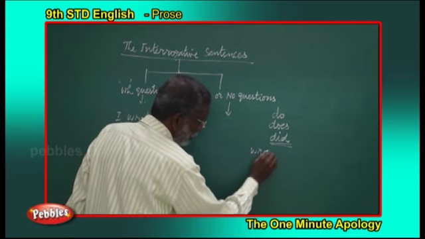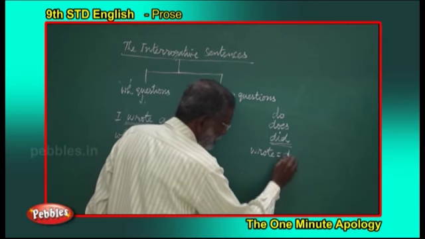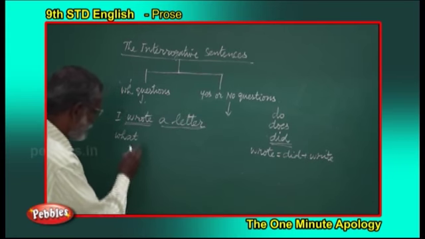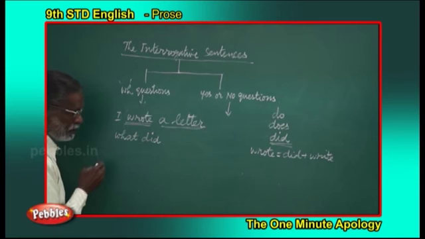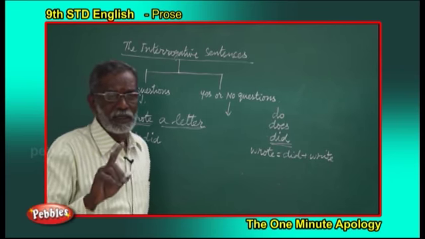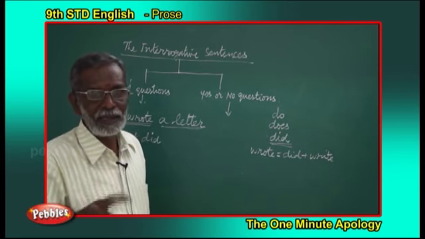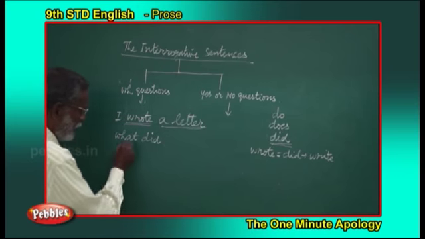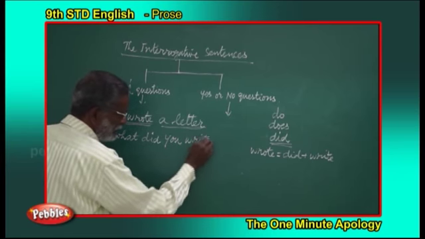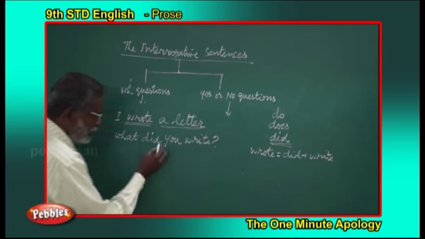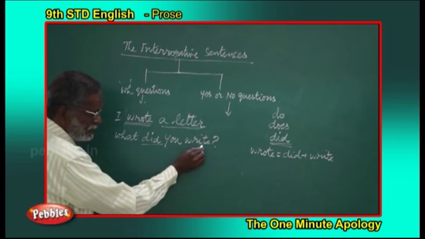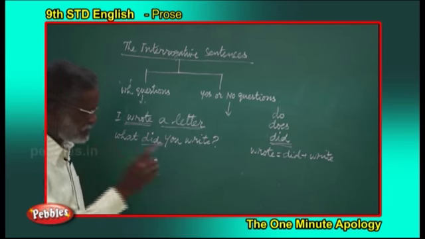So wrote is split into did plus write. So, what did? We need a subject after this. Whenever a question is asked, it is asked to the person standing in front of you. So naturally, what did you? I becomes you. What did you write? While making this type of question, don't forget that we have already used past tense. So we have to use the present tense only. You cannot write another past tense in the same sentence.